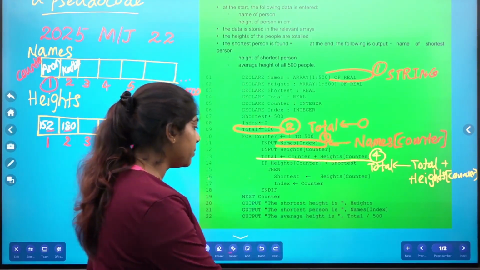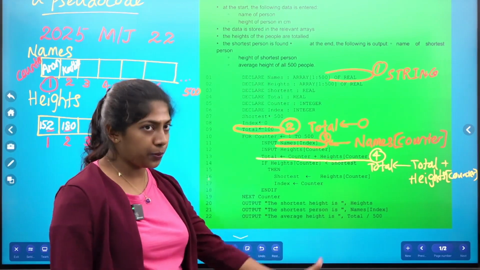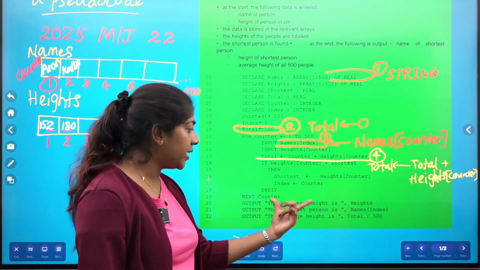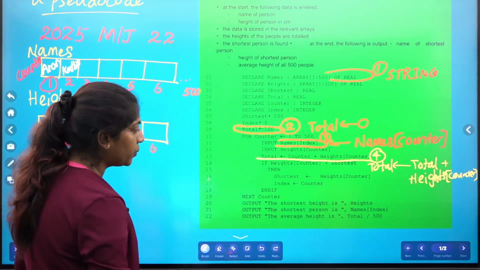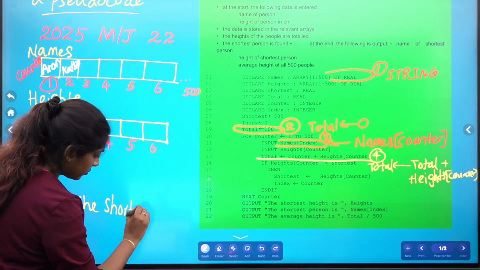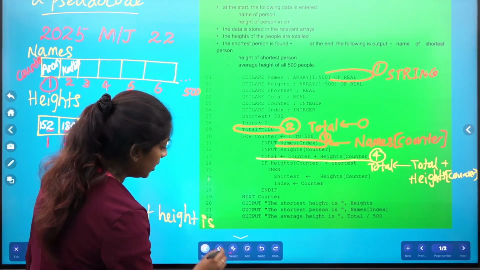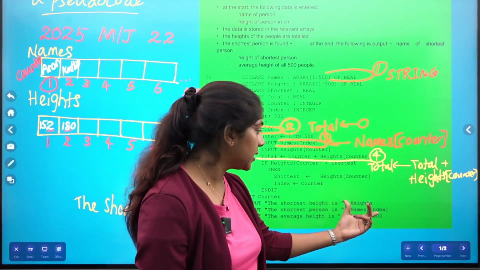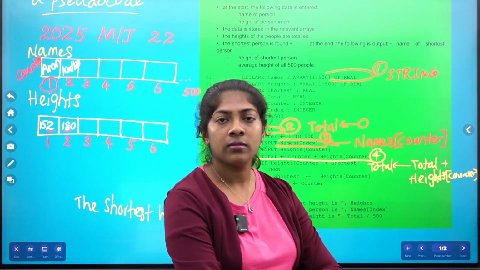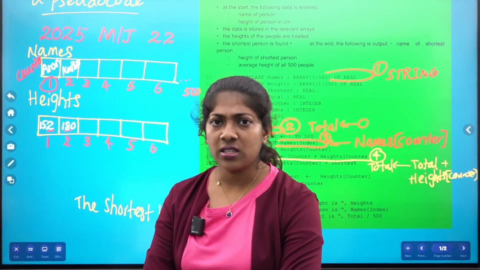shortest height is. What is the meaning of these inverted commas? This means this text will be output. Whatever is within the quotes, that text will be output. So what will be output here? The shortest height is, and then comma heights. Heights is the array name, isn't it? What is it asking to display?